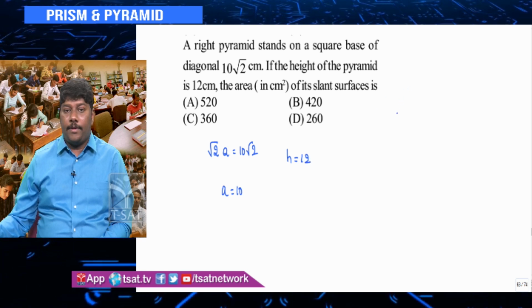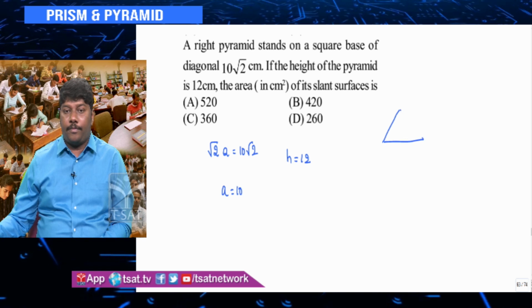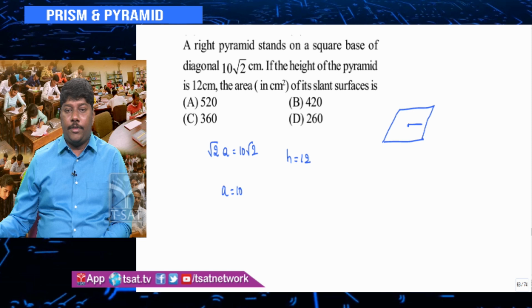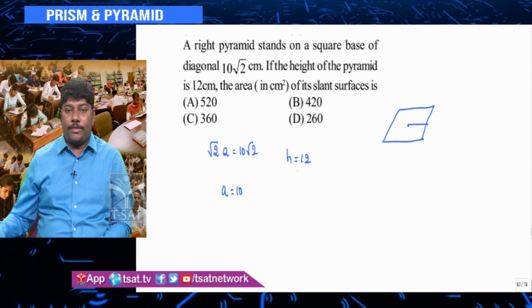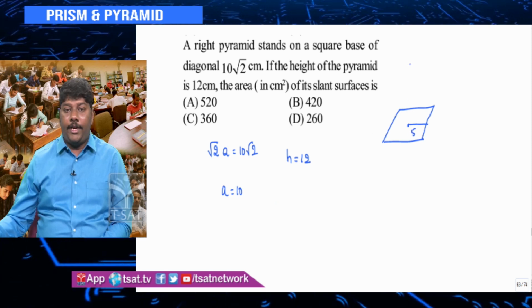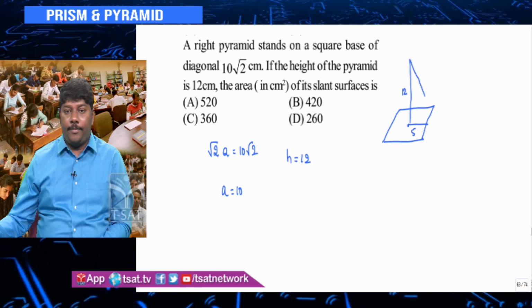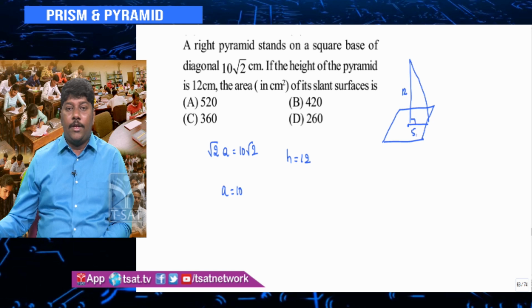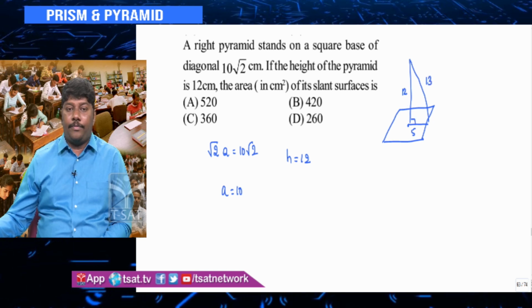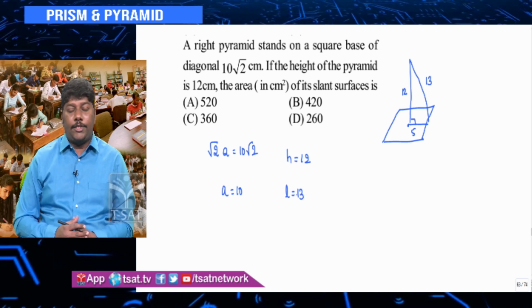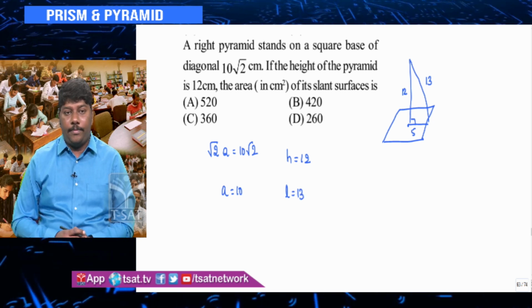Try to understand the square base. From exactly the center point to the side is half of the side of the square, which is 5. If the height is 12, then the slant height forms a right angle triangle with sides 5, 12 and 13. Therefore L is equal to 13. That is how you need to find the slant height.